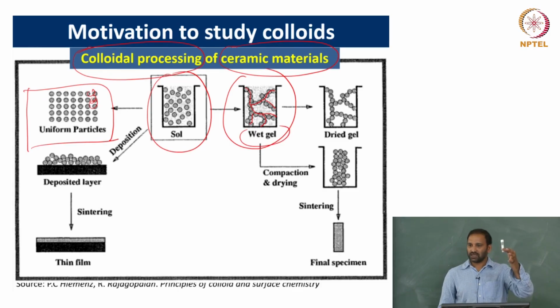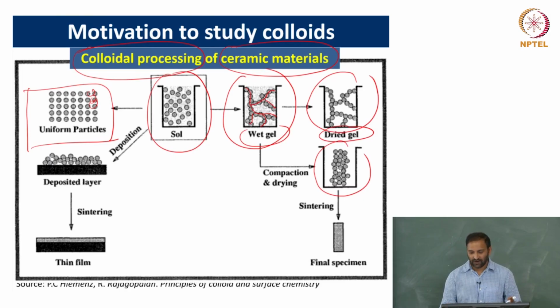Now what I do with this, I take this and evaporate the fluid to get what is called a dry gel. You can do other processing. I can actually do what is called compaction. If I want a porous material, I can process this way. If I want a denser material, I can go to this route.